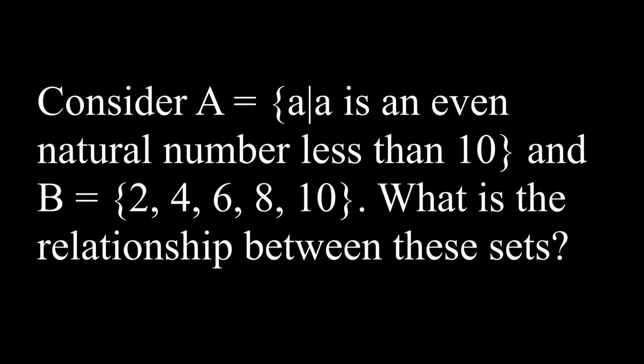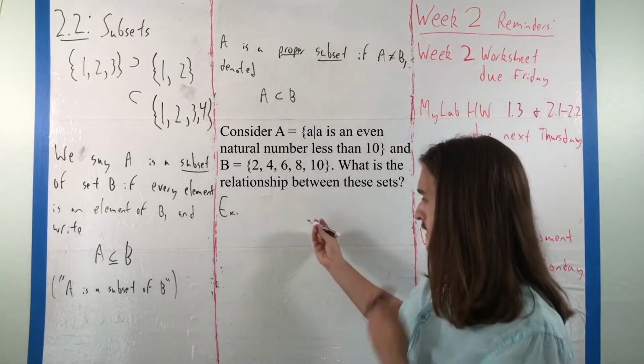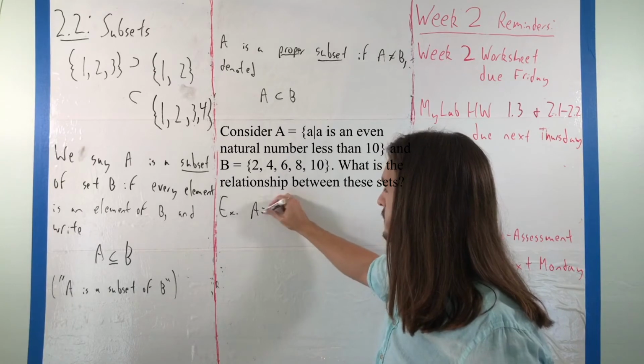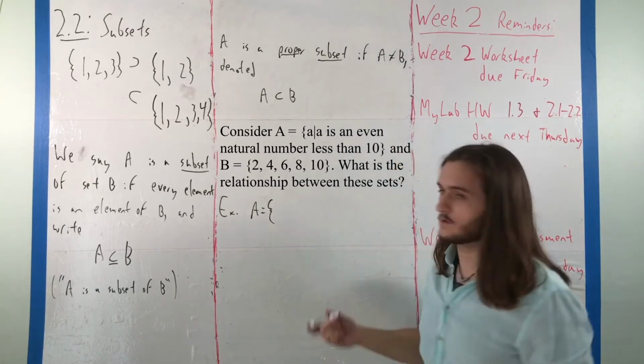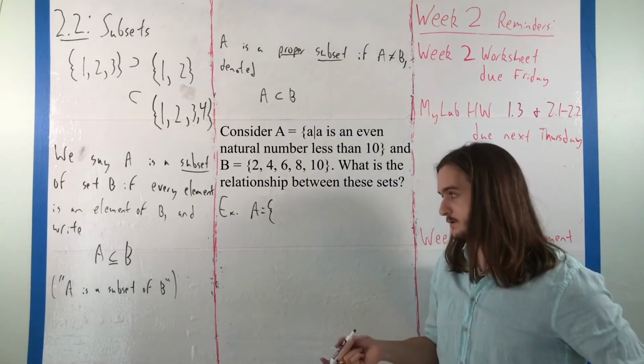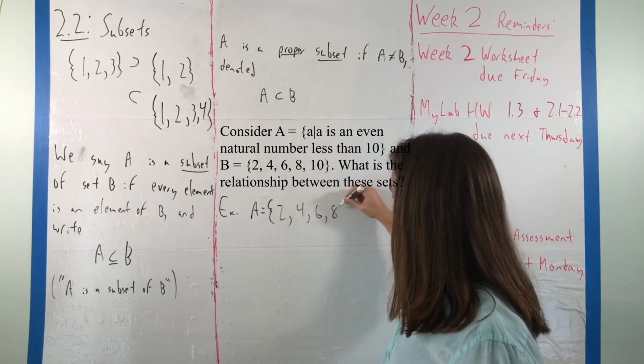So let's say that we have two sets, where the set A is going to be the set of even natural numbers less than 10, and the set B is the numbers 2, 4, 6, 8, and 10. Well, let's think about what each of those things are. So B is given, I'm not going to write that down first. A is the even natural numbers less than 10. So A, if we're going to write that in roster form rather than in the set builder notation we have there, we'd have 2, 4, 6, and 8.